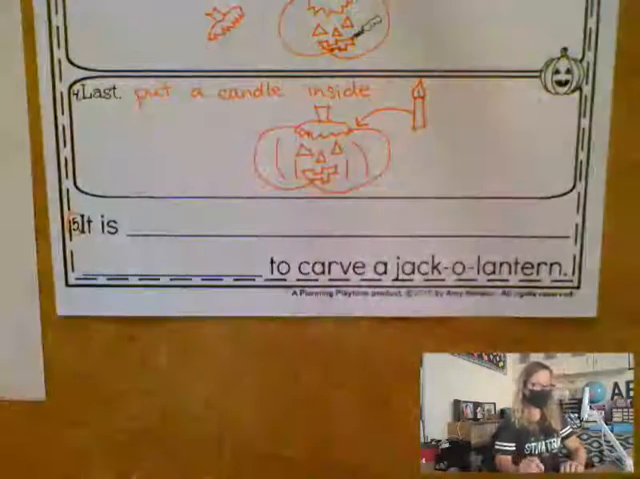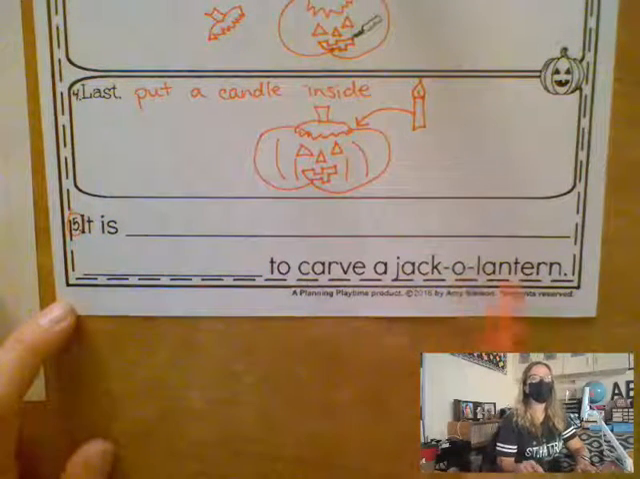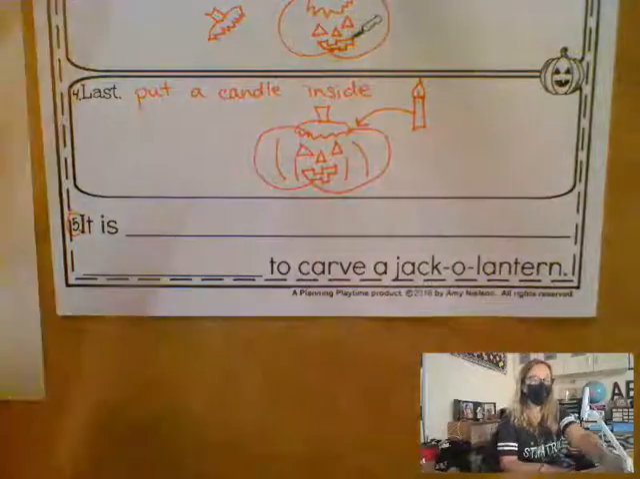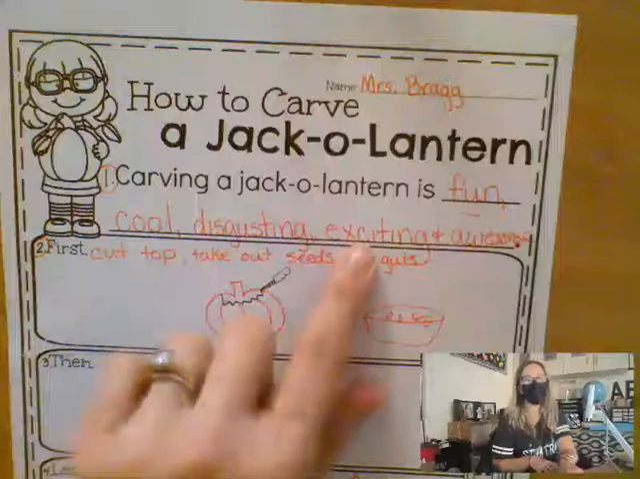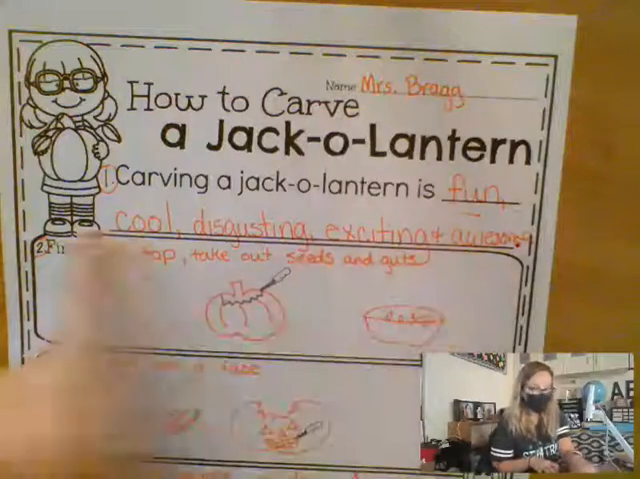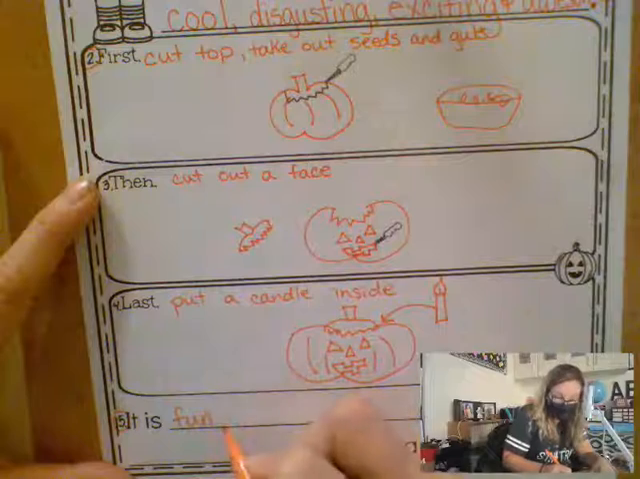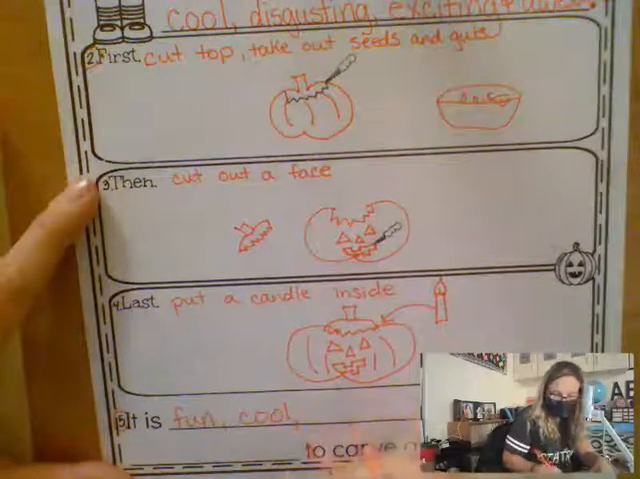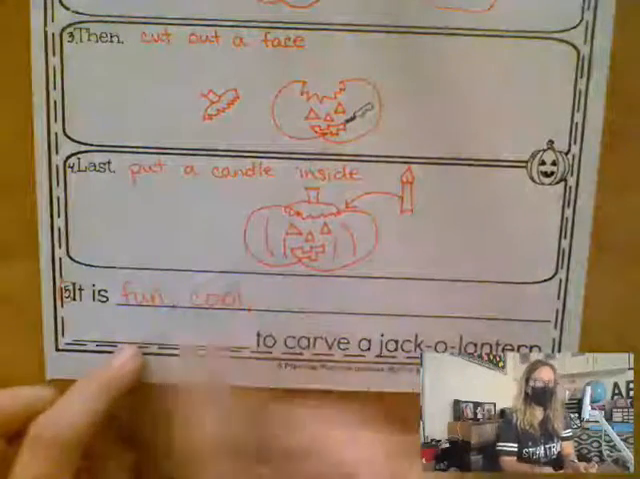Down here at the bottom, do you see where it says number 5? Number 5 says, it is blank to carve a jack-o'-lantern. Now, we already said up here, carving a jack-o'-lantern is fun, cool, disgusting, exciting, and awesome. So you can take those same adjectives and use them down here. It is fun, cool, exciting, awesome. You decide and put those words here.